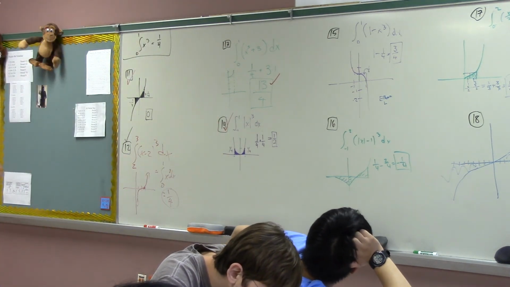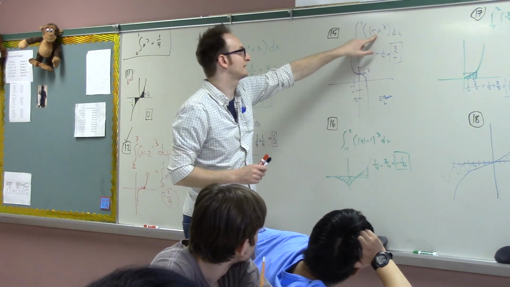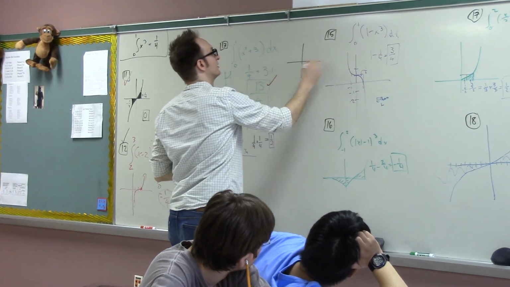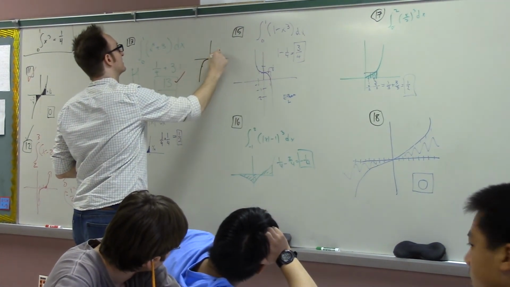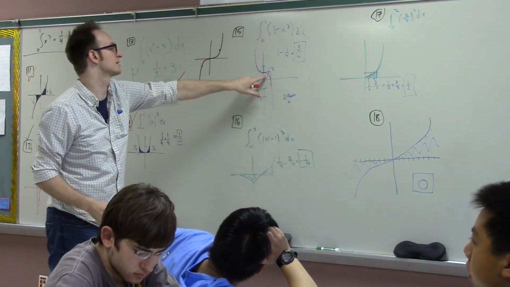All right, now they start getting a little harder. 1 minus x cubed. We have to correctly graph this. So that's the normal x cubed, looks like this. So now we have to flip it upside down and move it up 1. This looks pretty good right here.